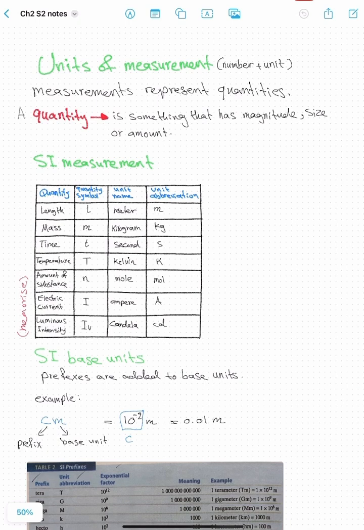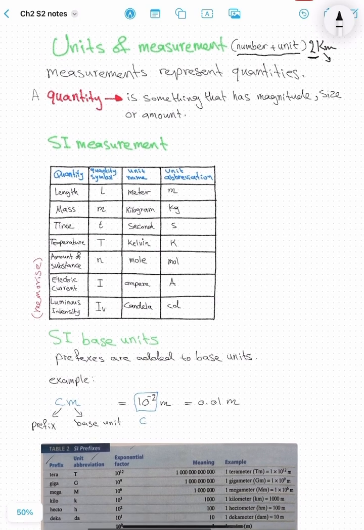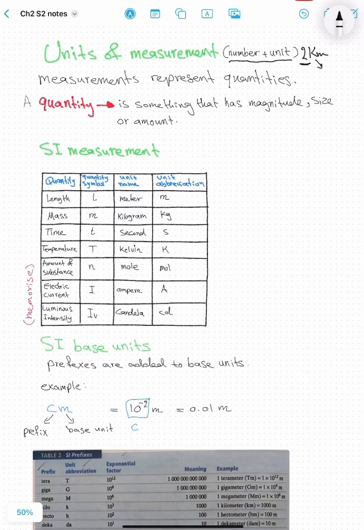So what do you mean by measurement? When we talk about a number and a unit. So for example, let's say we have 2 kilometers. So we have the quantity, how much it is, the number, and the unit, kilometers. Okay, so that's a measurement. We use quantities to express measurements, to represent them.